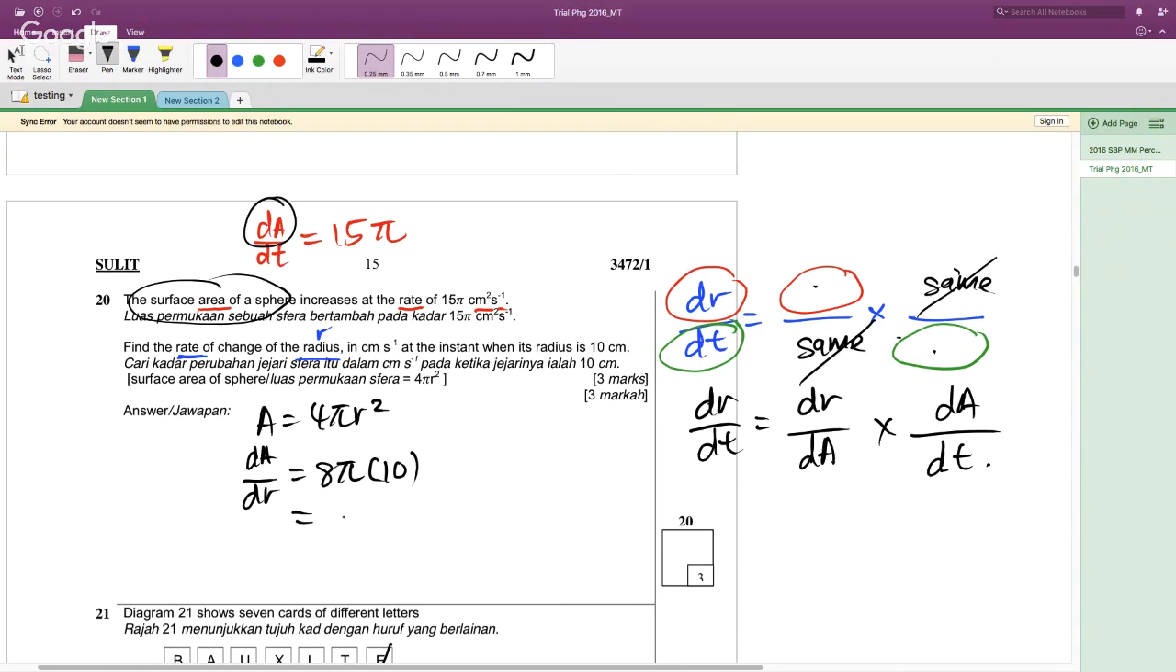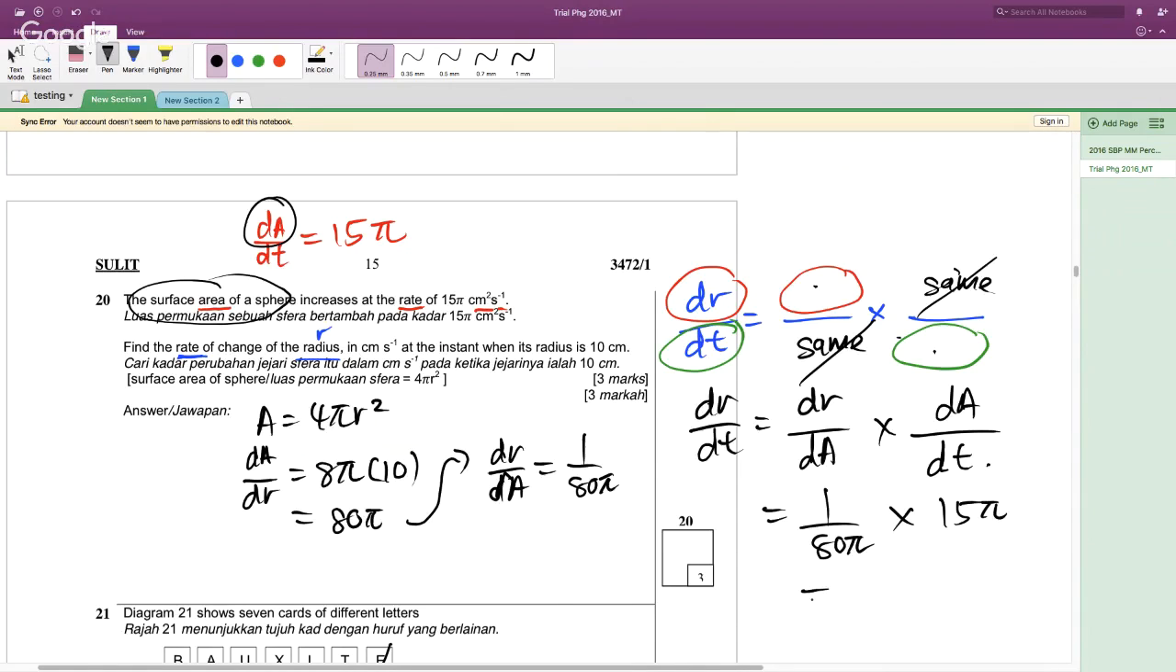So I will substitute equals to 80 pi. After I get dA/dr, it's not useful here because they want dr/dA. So if they want dr/dA, I will just flip over dA/dr, which becomes 1 over 80 pi. Then I substitute everything here, 1 over 80 pi, multiplied by this 15 pi, and I should be able to get the correct answer, which is 3 over 60.